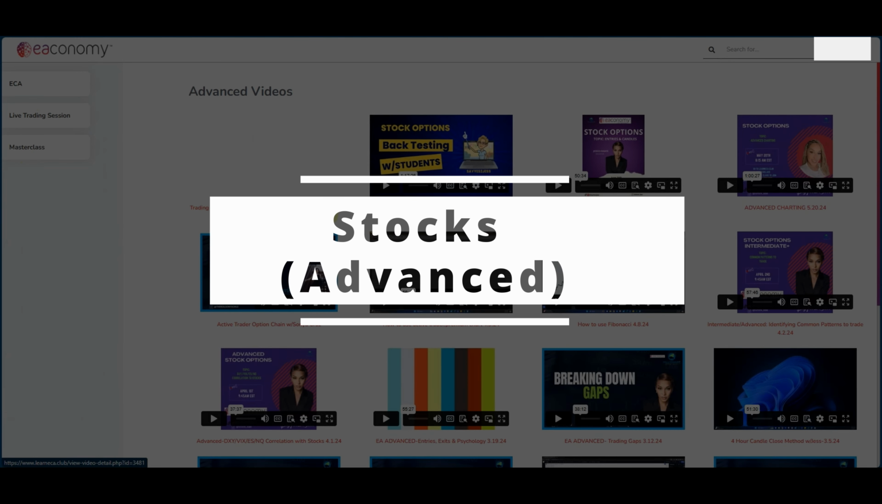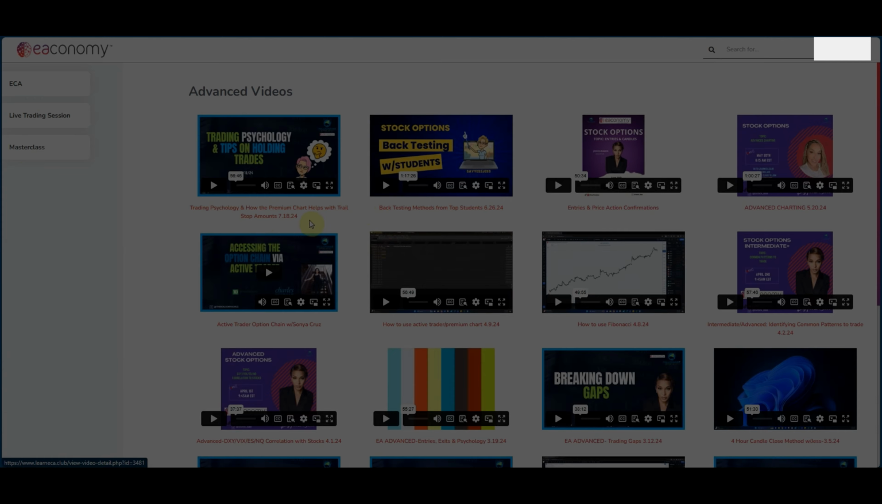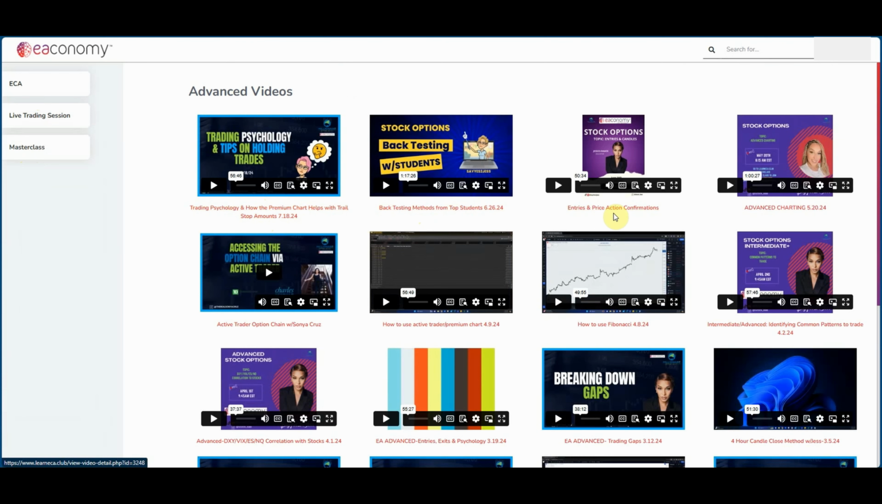So stocks, LTS, trading psychology, using the charts, trailing stops, backtesting methods, entry and price action confirmations. That one could be very useful for a lot of traders, particularly if you're starting out or you're not yet successful and profitable. Very important is the price action along with supply and demand. You've got advanced charting information here, using Fibonacci, that's another good one. How to use a certain platform there. Identifying common patterns to trade.